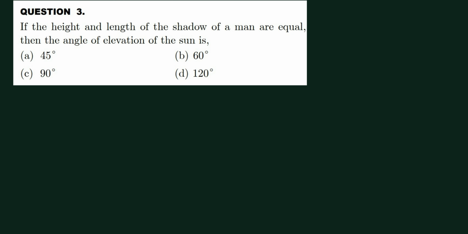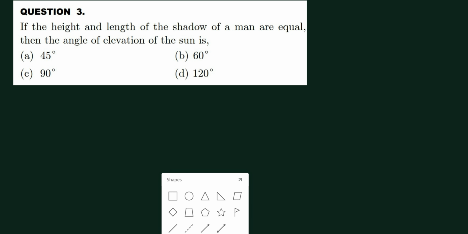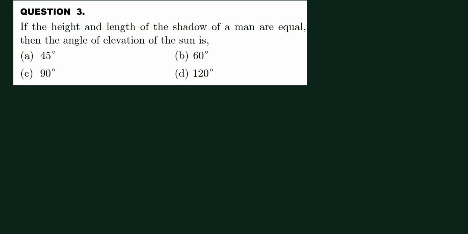If the height and length of a shadow of a man are equal, then the angle of elevation of the sun is. Let us say, take the right angle triangle.